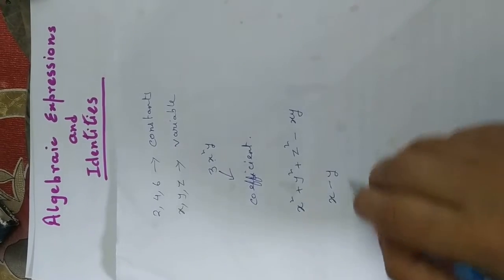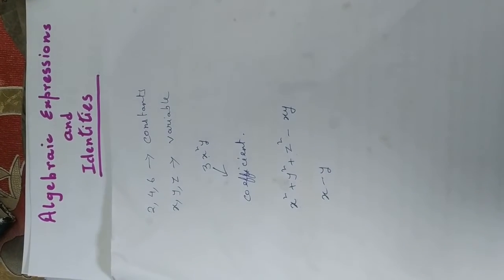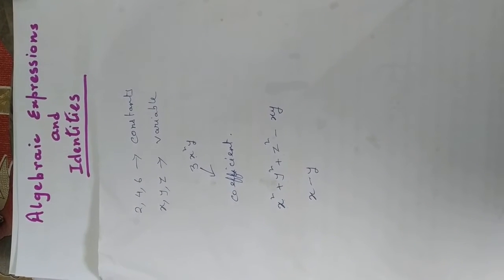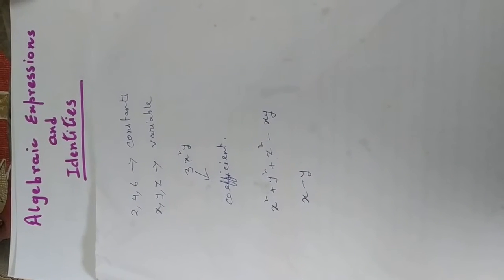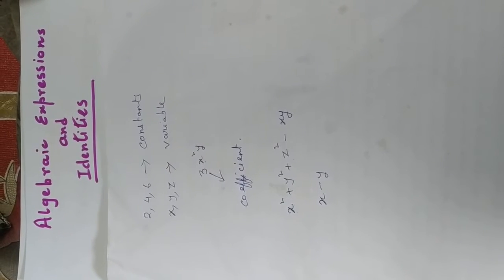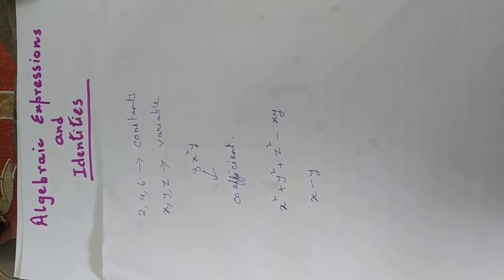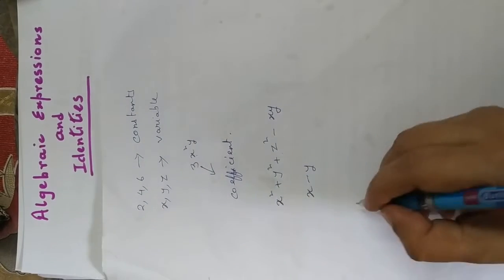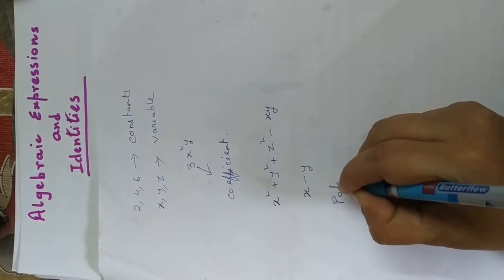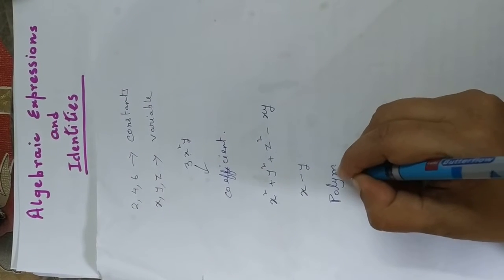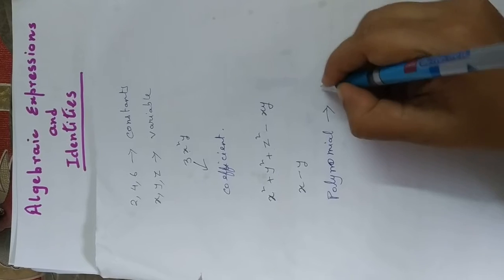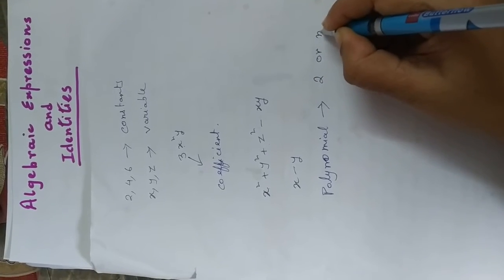So which has two terms is called a binomial, a single term is called a monomial, three terms is called a trinomial. And what is a polynomial? Combinedly we can say that an expression which contains two or more terms is called a polynomial. So polynomial means two or more terms.